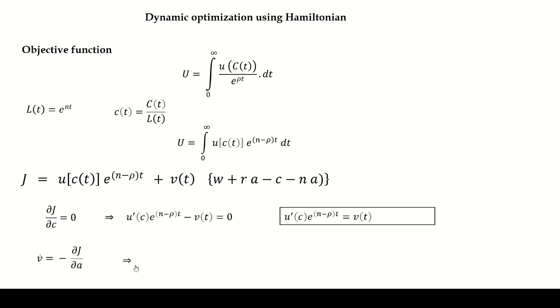For that, we will find partial J over partial a, and then we will substitute this value over here. If we differentiate with respect to a, since a appears in this term, over here I will get r minus n, and then this v of t will come as it is. And then when I substitute that in this expression, I get this simplified version. So what we have to do now is to simultaneously solve these two expressions and remove v of t. That would be our second step.